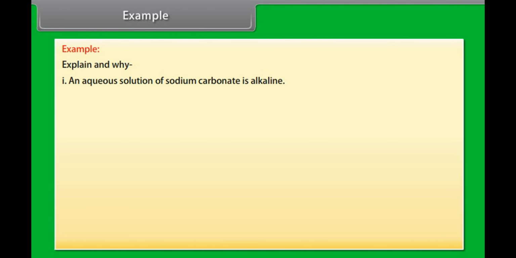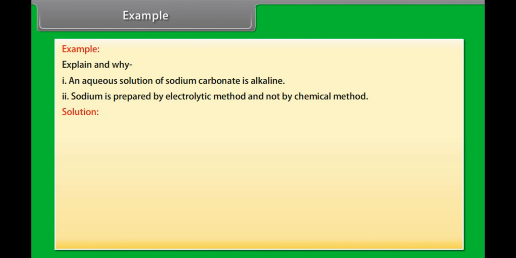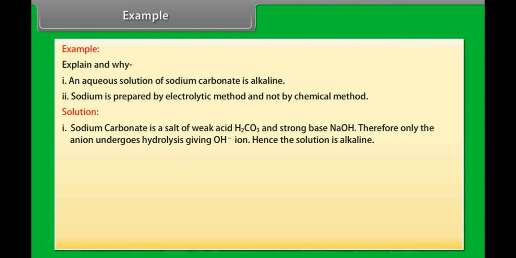Example. Let's take an example. Why is an aqueous solution of sodium carbonate alkaline, and why is sodium prepared by electrolytic method and not by chemical method? Let's see the solution. Sodium carbonate is a salt of weak acid H2CO3 and strong base NaOH. Therefore, only the anion undergoes hydrolysis giving OH minus ion. Hence, the solution is alkaline.